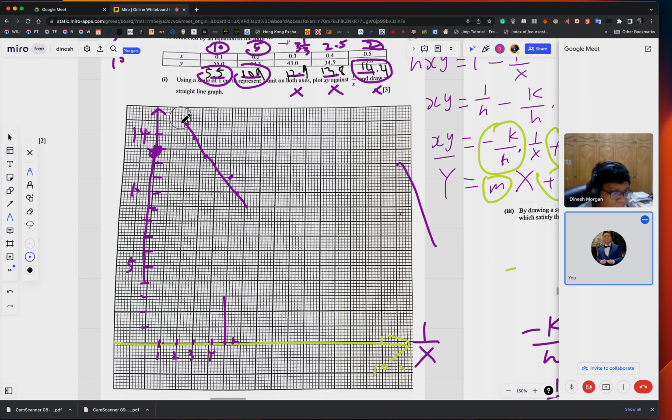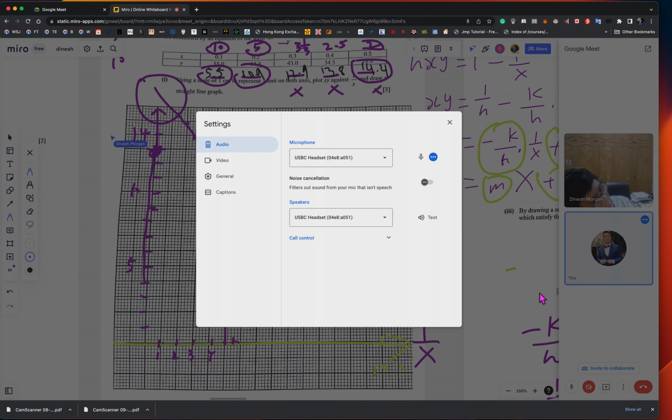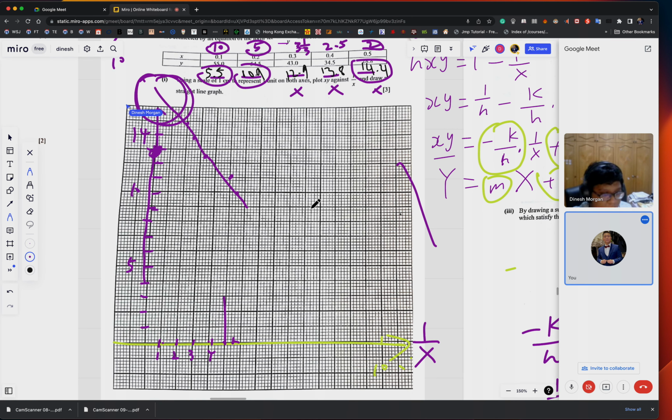Are you clear? Okay. By doing a simple sketch, I realized that this straight line will go out of the graph. So that means what I need to do is bring down this axis so that I can see my y-intercept. So in a way, you can quickly draw something to avoid mistakes like this. Understand?